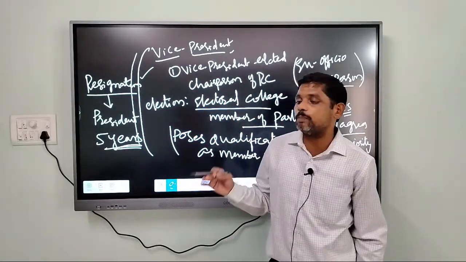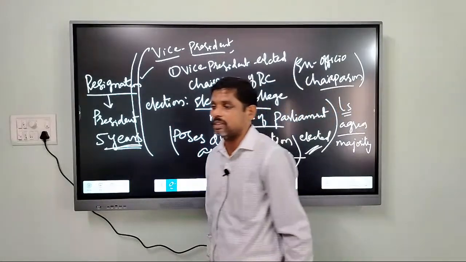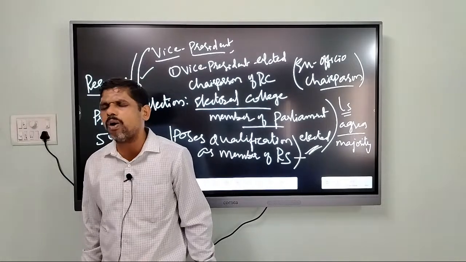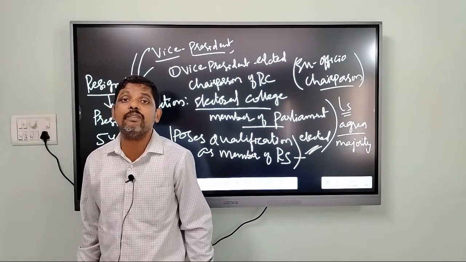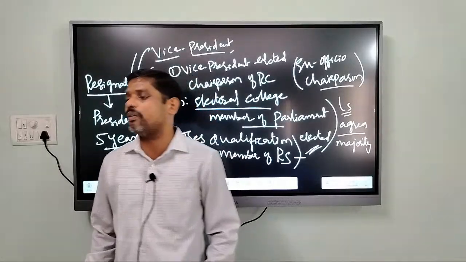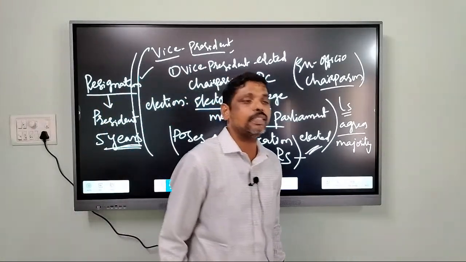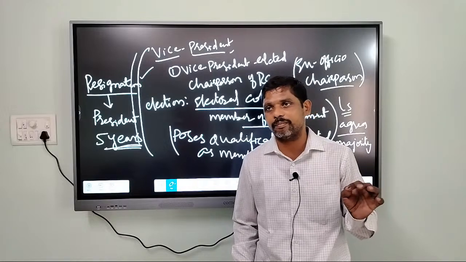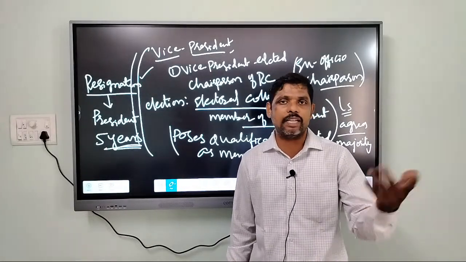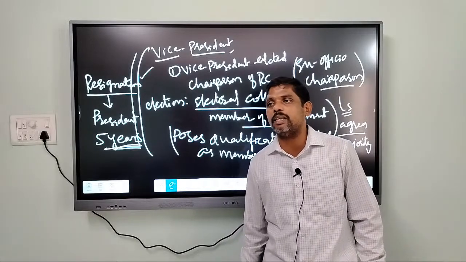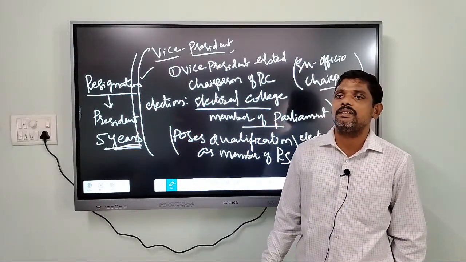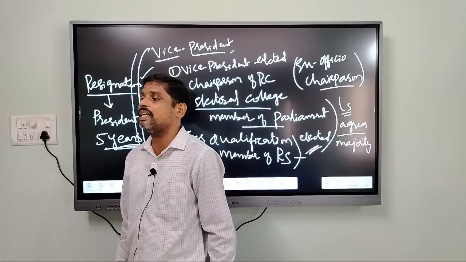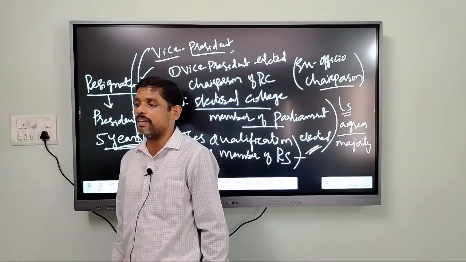That means the Vice President will not stay in the office at the pleasure of the President. It is not at the pleasure of the President; it is at the pleasure of Parliament. The Vice President stays in the office at the pleasure of Parliament, but not at the pleasure of the President. Remember this point. Normally, governors stay in the office at the pleasure of the President, but not the Vice President. The Vice President will not stay in the office at the pleasure of the President of India.